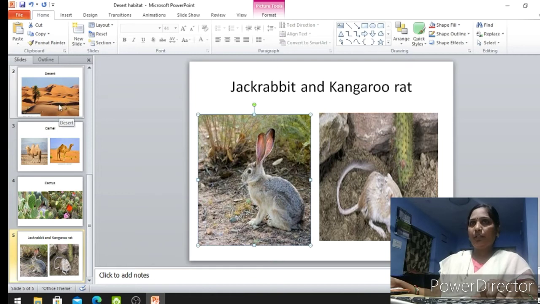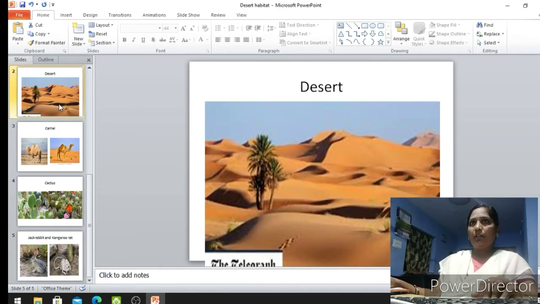In last class, you learned about habitat meaning, adaptations meaning, and you saw different animals, how they changed, and what adaptations they show to survive on planet Earth. In today's class, we are going to learn about desert habitat.